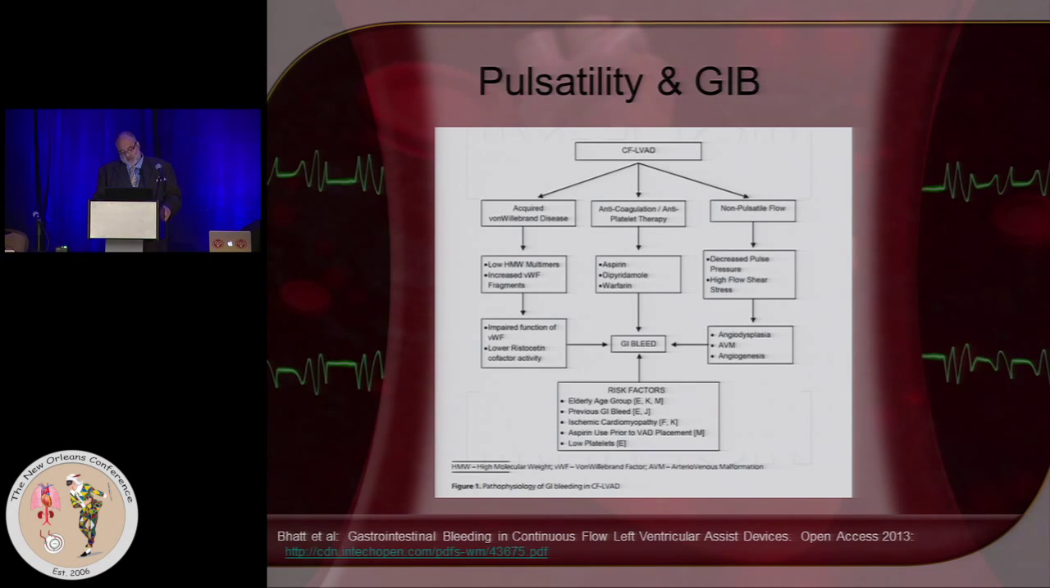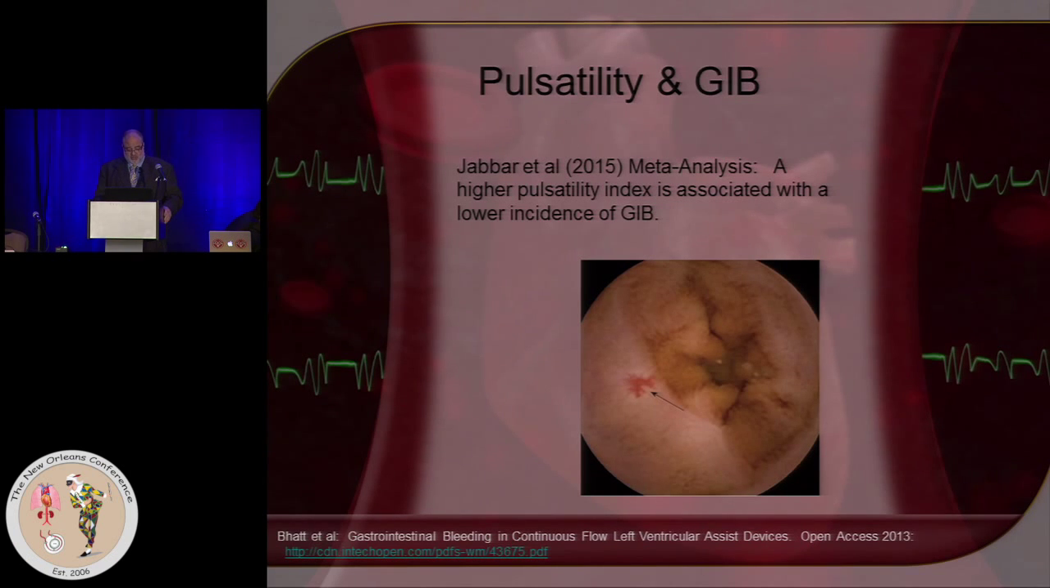And this is just an outline of the causes of GI bleeding. On the right-hand side is the non-pulsatile flow. You have decreased pulse pressure, high flow shear stress, and then angiodysplasia, AV malformations, and angiogenesis. And in combination with the other factors that occur with patients with LVAD, right, they all have acquired von Willebrand's disease, and they all are on some degree of anticoagulation. They're prone to bleeding. And it's one of the major reasons for readmission of LVAD patients. And this little red area pointed out by that arrow shows what an AV malformation looks like. It looks pretty innocuous until they start bleeding.